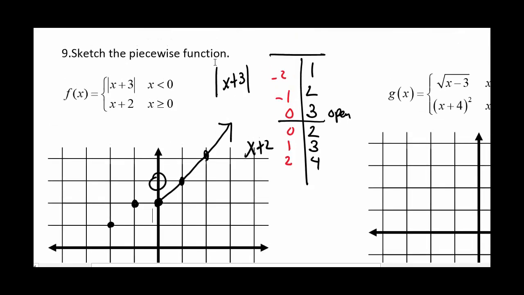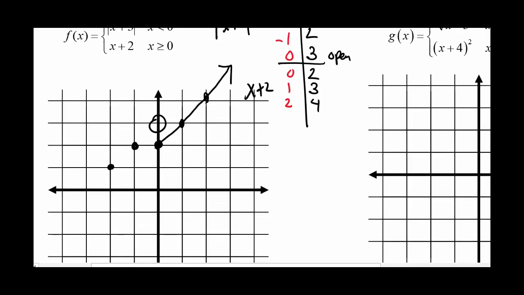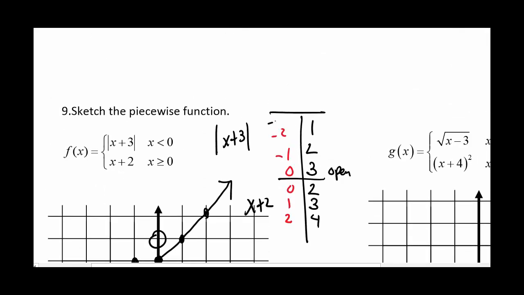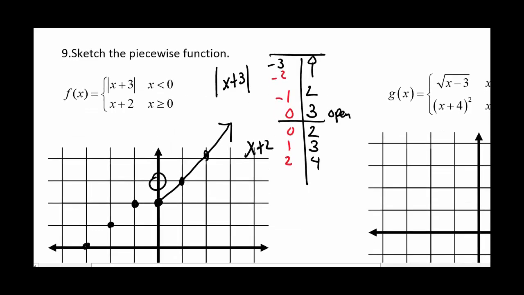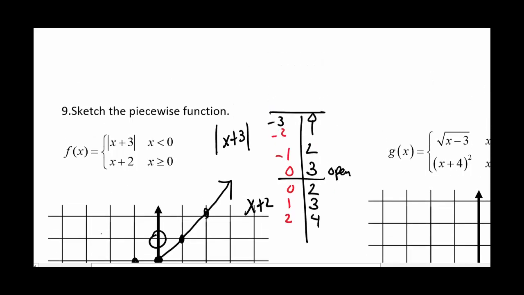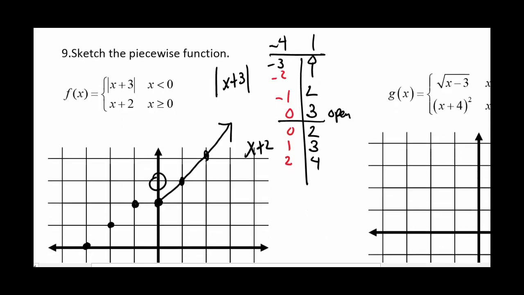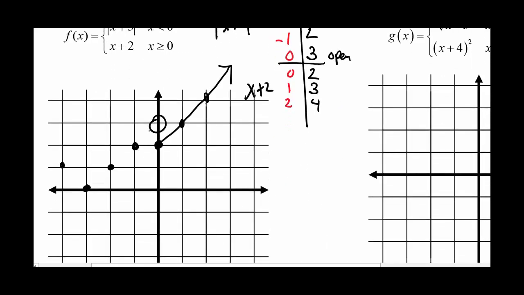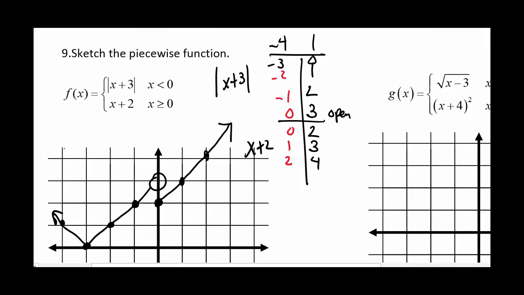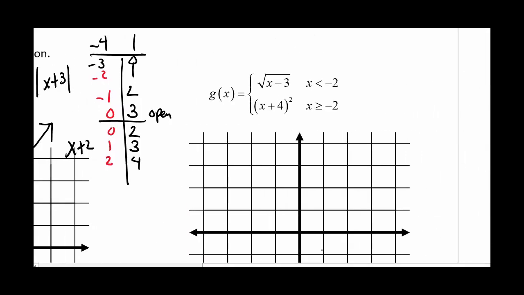If you remember, absolute value does look like a V. So if I go to negative 3, it's going to do that. Let's do (-3, 0). It's going to give me that ordered pair. And if I go back to negative 4, I actually get 1 again. Okay, so I wanted to make sure we covered that. So that's what that graph looks like. Okay, moving over to the next one.